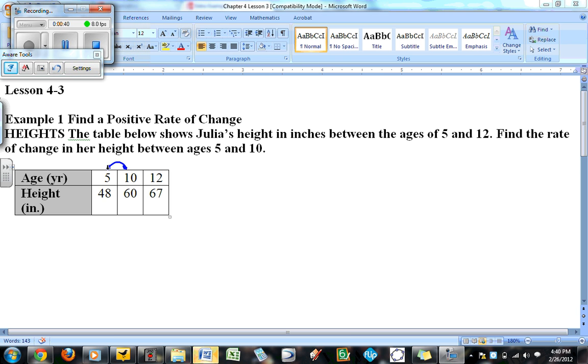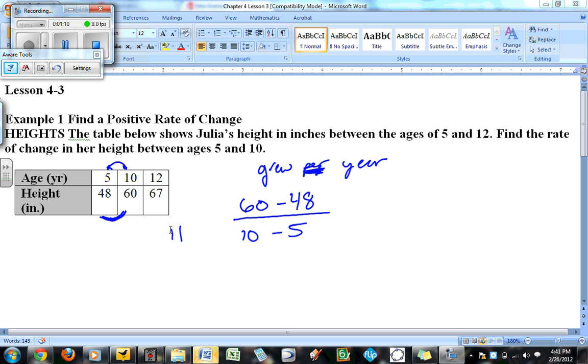We want to know how much she grew per year. In math, this "per" is typically division. So we want to know how many inches she grew between ages 5 and 10. To find that out, she's 60 inches now, she was 48 inches, so we subtract those two. And we're going from the age 10 to 5. This is giving me the number of years, and this is going to give me her height in inches.